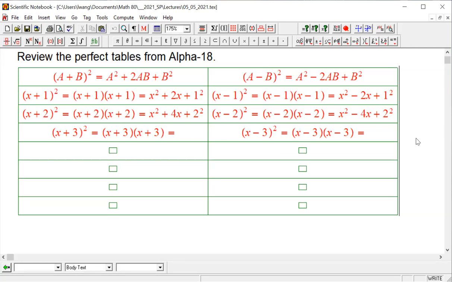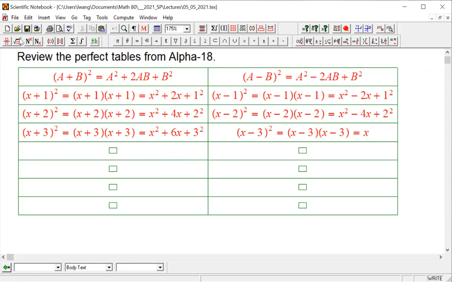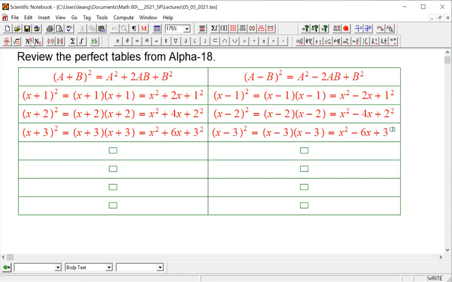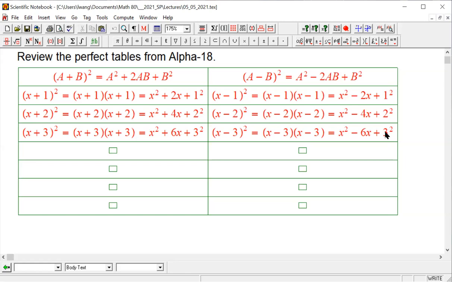All right, so what do we get here? x squared plus 6x plus 3 squared. Once again, 3 is half of 6. And now this is going to be x squared minus 6x plus 3 squared. Once again, 3 is half of 6.